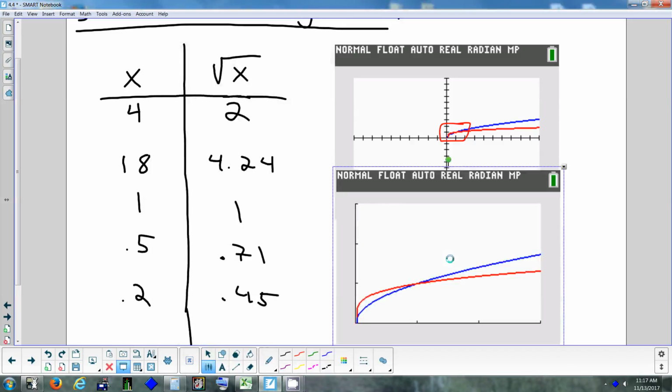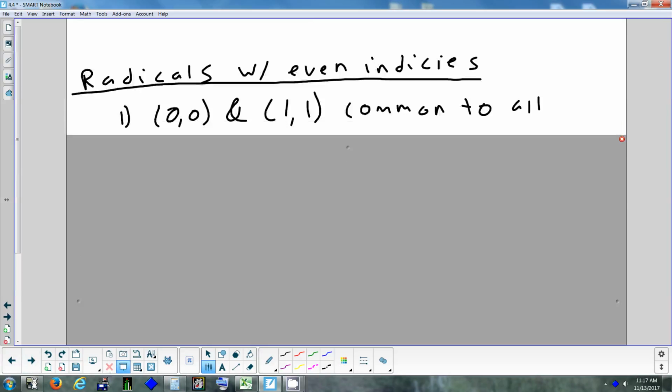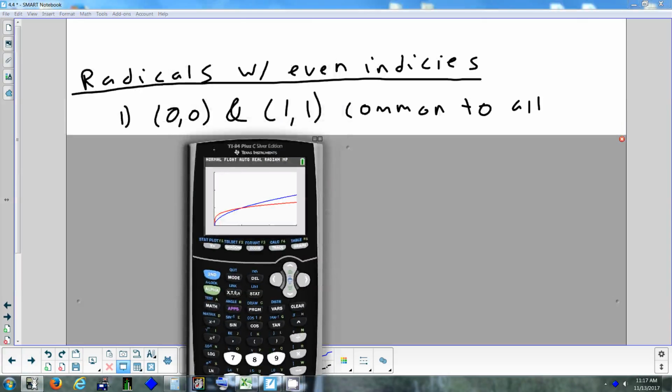And the red and the blue are both the same at what number? 1. Okay? So that's kind of an important point. There's 2 points that all even roots go through. They all go through the point 1, 1. And they also all start at the point 0, 0.